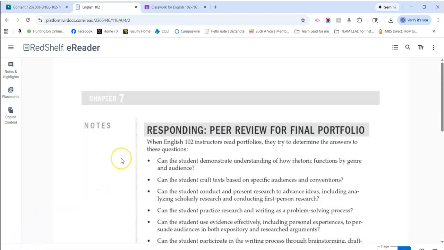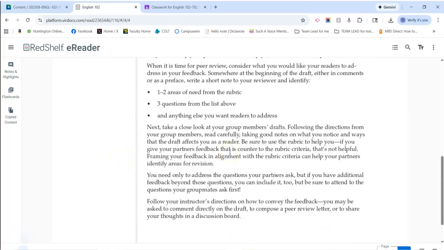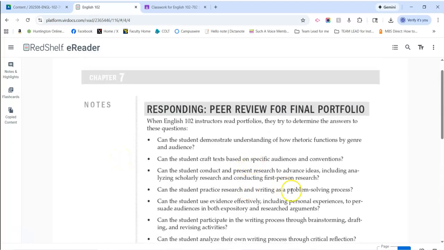Now, this is the peer review for the final portfolio. I'm not sure yet. I think we're going to be doing that. So obviously you won't want to do anything with this because it's going to be for the final portfolio.